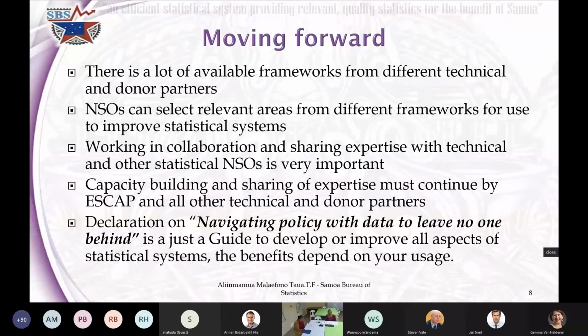I think for ESCAP and all our technical and donor partners, we need to keep on building the capacity of the staff and also sharing of expertise. It's very important for our work if we have to move forward. And finally, I must say that the declaration on navigating policy with data to leave no one behind is just a guide to develop or improve all aspects of statistical systems. But I think the benefits really depend on your usage of the declaration.